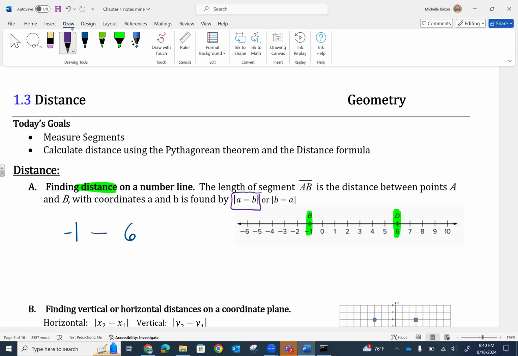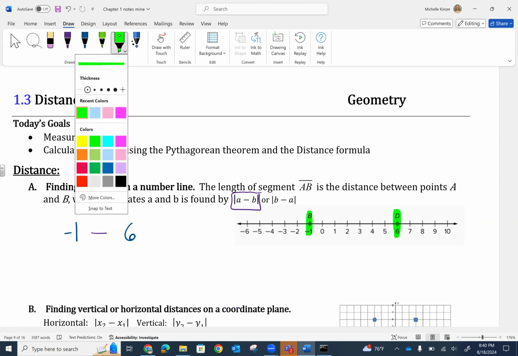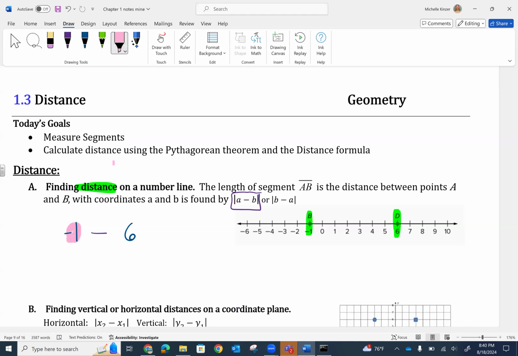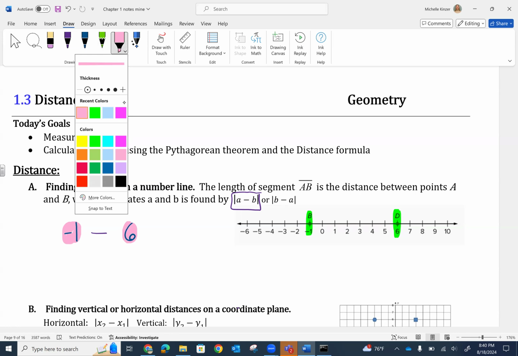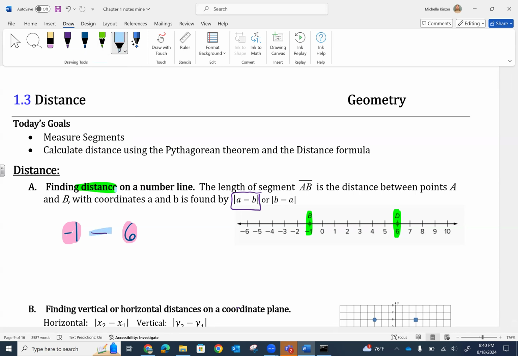Sometimes there will be a minus and a negative, but I'm going to highlight this just so you can see it. So this is the first location, this is the second location, and you're going to slap on a subtraction sign between them. Then you're going to do the math, and then you're going to take the opposite value of that answer. It doesn't matter which order you put them in, because the distance, whether you go one way or the other way, is still the same distance.